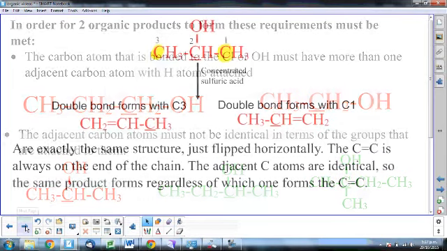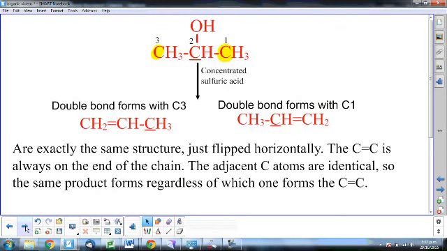So let's have a look at a couple of those examples actually happening. This is an example where there's only one possible organic product, and if we have a go at using the models, hopefully they might help illustrate that regardless of which adjacent carbon takes part in the reaction, the end result is going to be exactly the same.